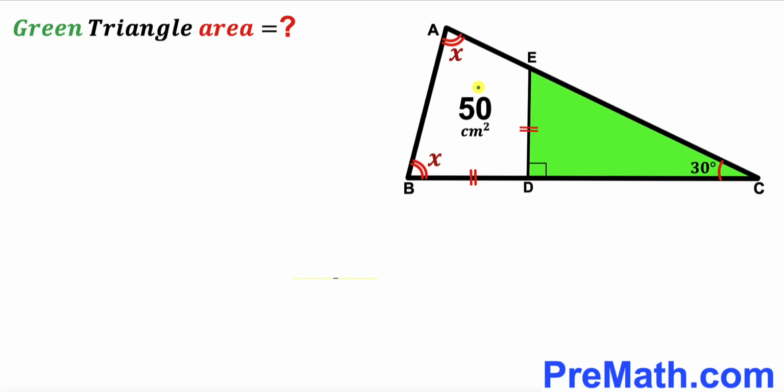Moreover, the area of this quadrilateral ABDE has been given to us as 50 centimeters squared, and this angle DCE is 30 degrees. Furthermore, this segment DE length equals this segment BD length. Now our task is to calculate the area of this green shaded right triangle.